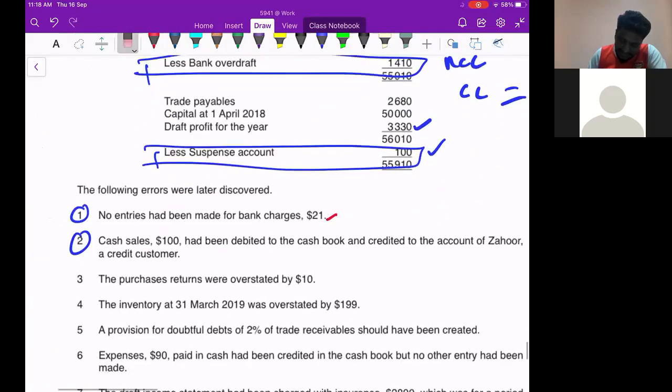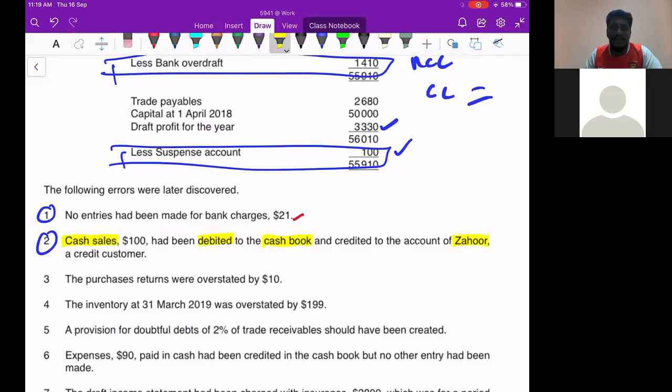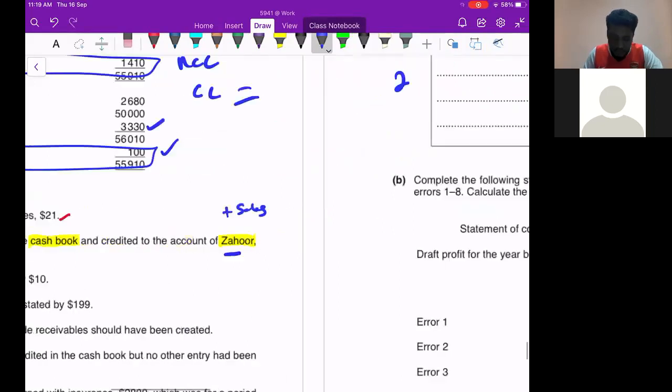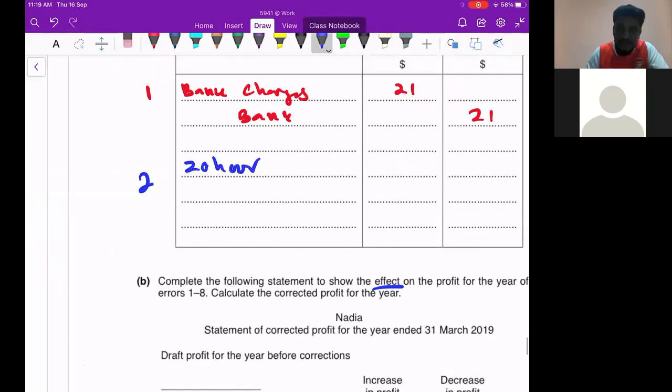Error number 2, cash sales of 100 had been debited to the cash book, credited to the account of Zahur, a credit customer. A cash sale is supposed to be debit cash book, credit the sales. But this guy mistakenly wrote it in the trade receivable's name, the customer's name. So now you need to take it out from this and put it in sales. Zahur was mistakenly credited, so if you want to take it out, it will be debit. So debit Zahur 100 and credit the sales. Sales increase will be the credit side because income increase will be the credit side.